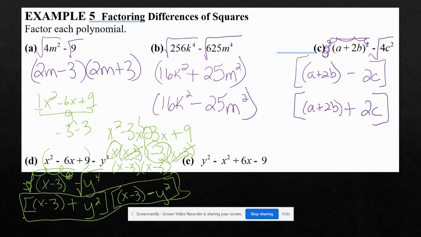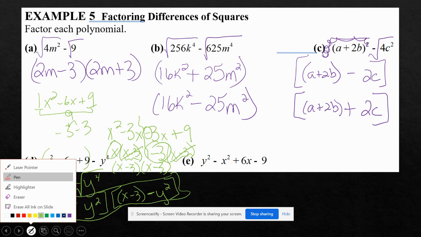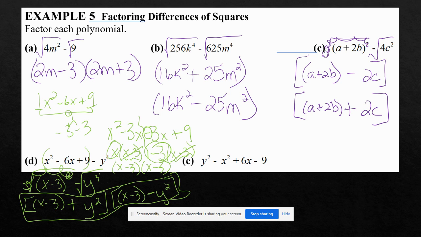For letter E, this one gets even goofier. So we want to separate that x squared plus 6x minus 9 out. But remember, there's a negative in front of it. So when I pull that negative out, now, rather than a negative, it's a positive x squared. Rather than a positive 6x, it's a negative 6x, and then a positive 9. Because again, we separated that negative out from that set.